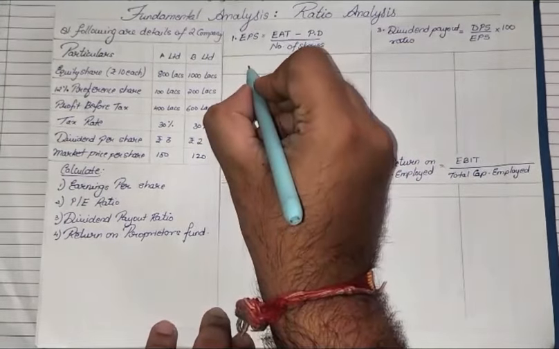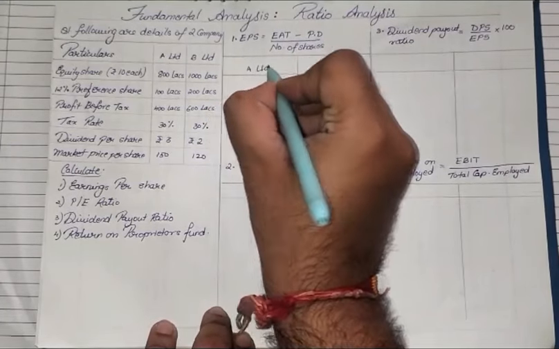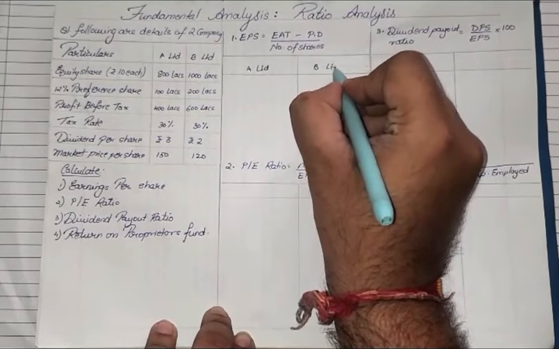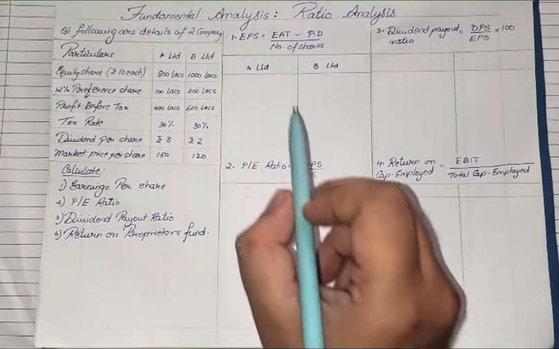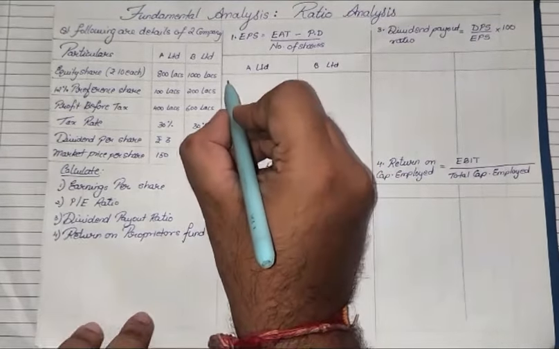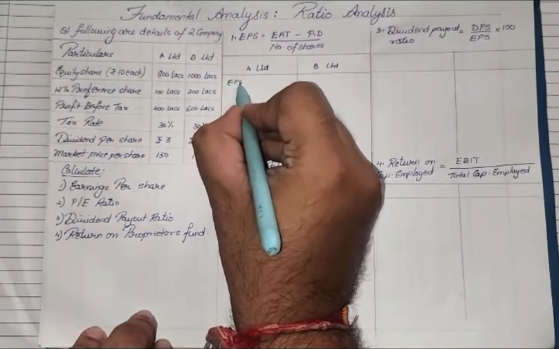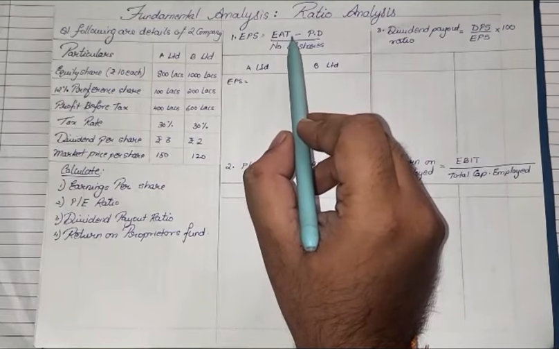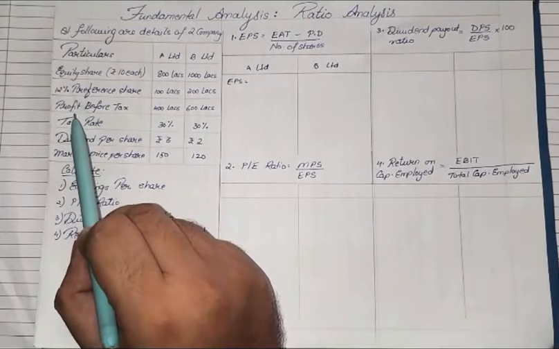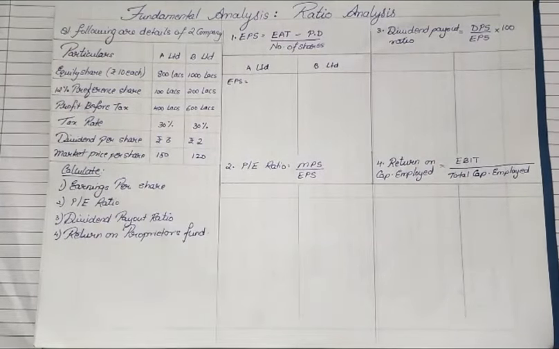Now let us see how we can solve. We need to solve for A Limited and for B Limited. First of all, in order to find the EPS of A Limited, I need to first find earning after tax. Remember, in our question they are giving profit before tax, or we can say earning before tax. We need earning after tax.